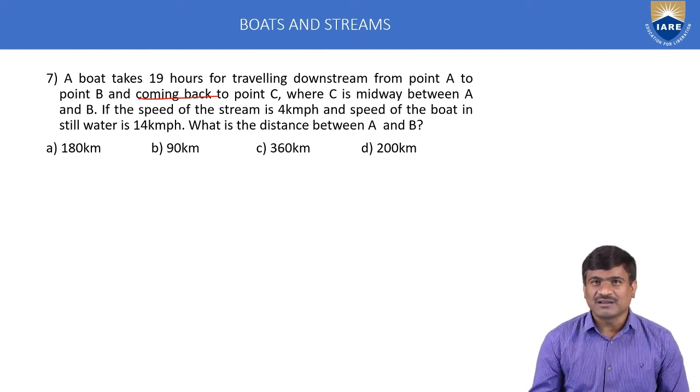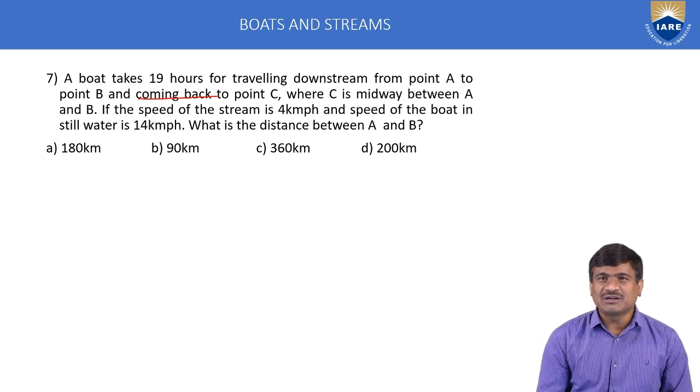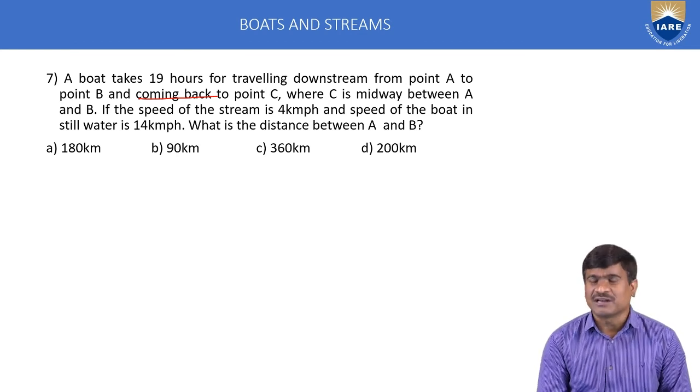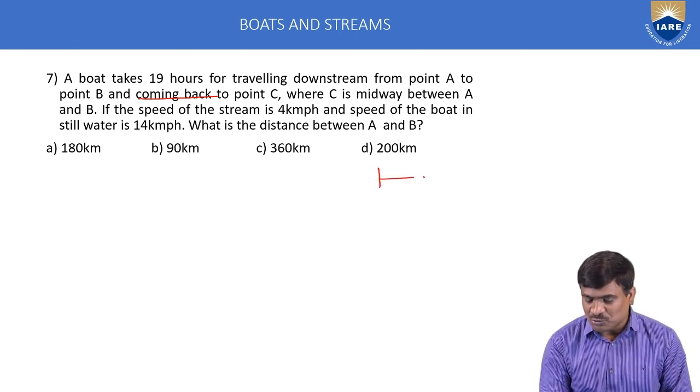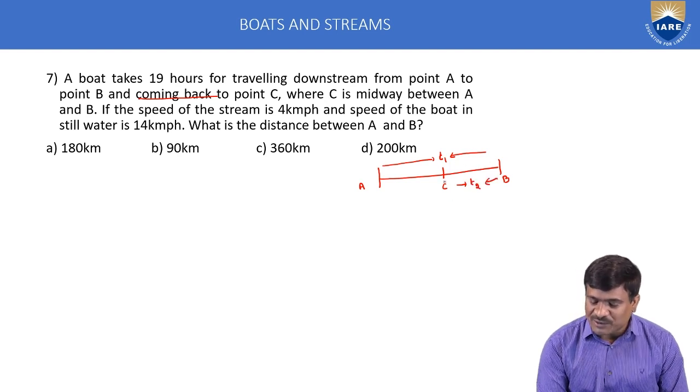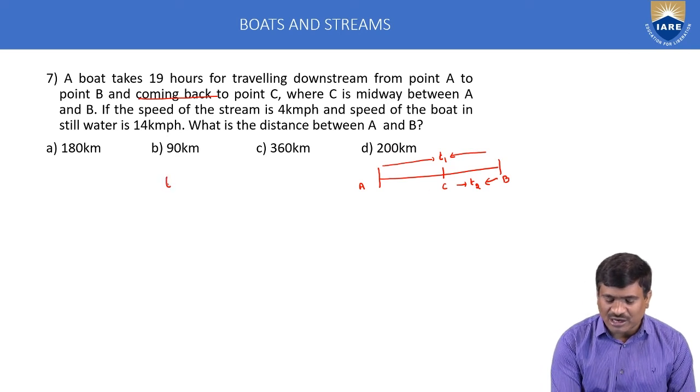Here, first statement, a boat takes 19 hours for traveling downstream from point A to point B and coming back to point C. By using a diagram, suppose consider A to B. This is station A and station B. Here A to B is called downstream. Consider T1, and B to C consider only T2. T2 is called upstream. A total time is A to B plus B to C. The total time is 19 hours. That is T1 plus T2 is equal to 19.